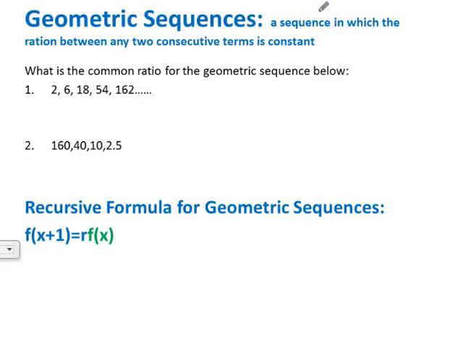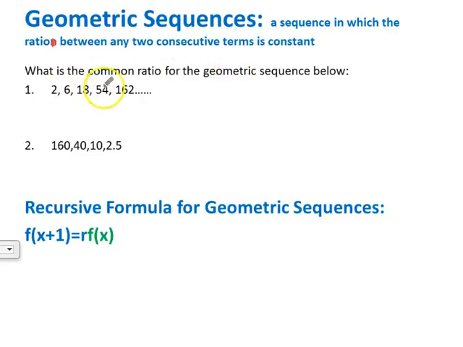We also learned about geometric sequences. So remember, a geometric sequence is just a sequence in which the ratio between any consecutive terms is constant. A ratio is something like comparing two numbers. For example, we use a ratio to find the common ratio for a geometric sequence.